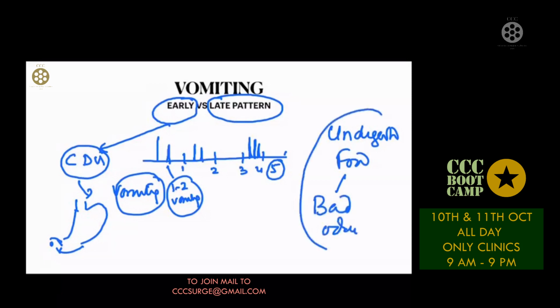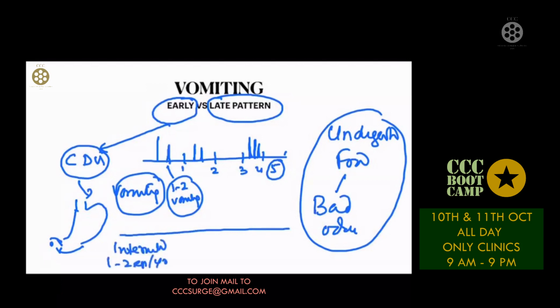Now you need to understand that during the exam, in front of the examiner, if you're getting a benign gastric outlet obstruction, you must establish this change in pattern of vomiting, from intermittent, maybe 1 or 2 episodes per year, to an episode every day. And you must be able to establish the whole thing. So this is number 1, establish the change in pattern and frequency of vomiting.